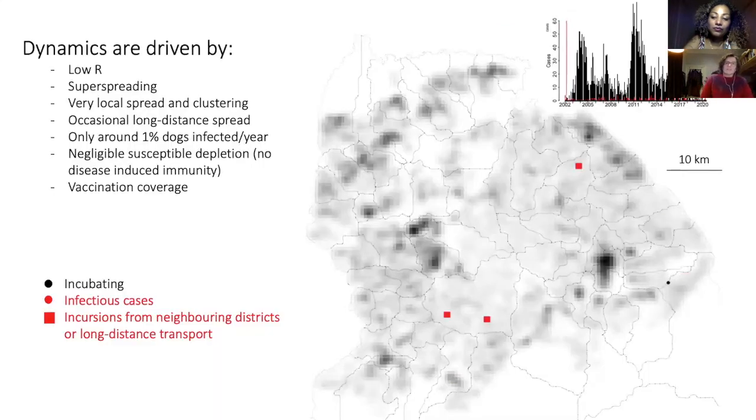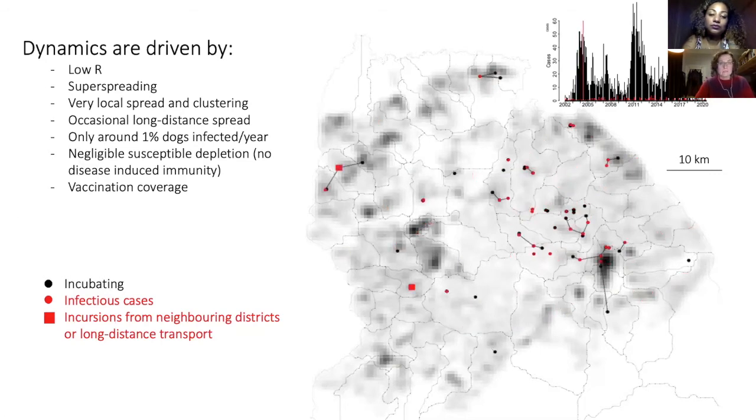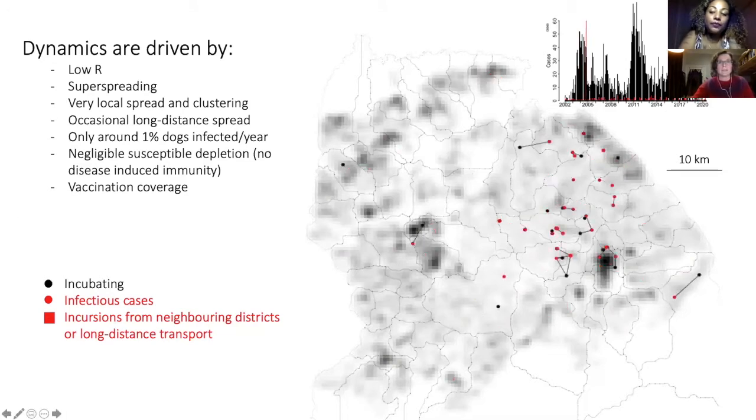So overall, in terms of understanding rabies transmission, we've got some key points. We know that R on the whole for rabies is relatively low, but there's a lot of heterogeneity. So there is super spreading, and in addition to what is largely very localized clustering and spread, we see some long distance movement. At the population level, we've had these two big outbreaks, so you can see here in this animation, these two outbreaks that occur.